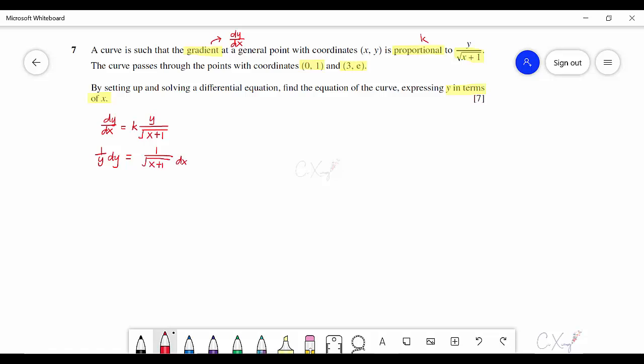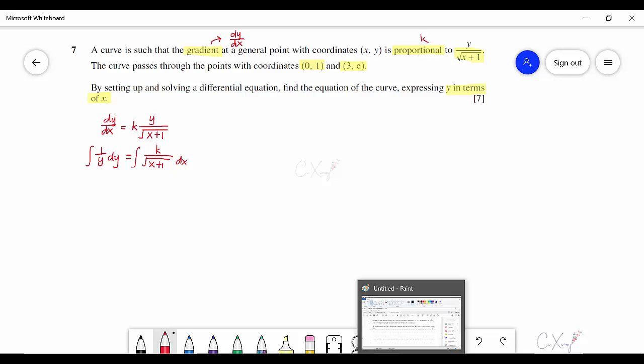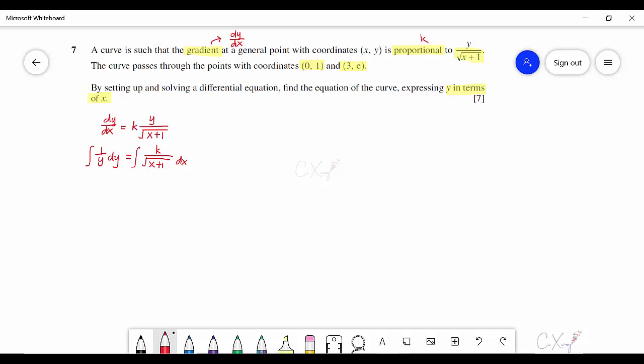And then the constant k, usually I will put it together with the x on the right hand side. Once you separate them clearly, you can see that the left hand side is everything about y, the right hand side is everything about x. So you can put the integration sign. Then you can integrate this whole equation separately on the left and also the right hand side.